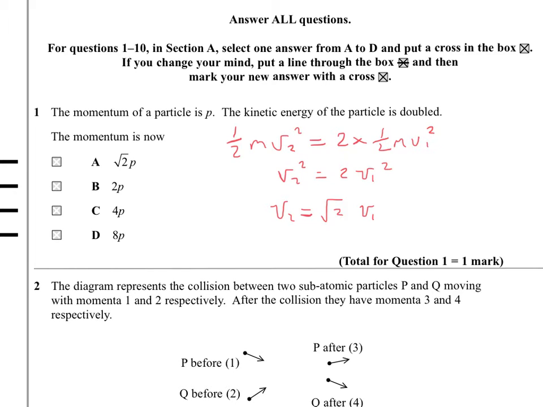And that's going to give us the relationship between the momentums, because if we multiply both of those by m now, we'll find that the second momentum is root 2 times the first momentum, which means this is the answer.